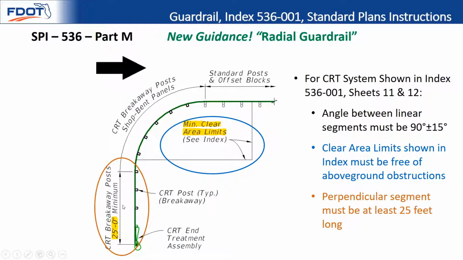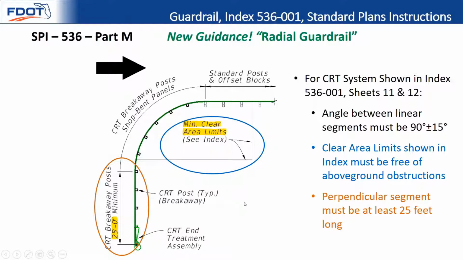And this perpendicular segment is also important as well. This is the way it had been crash tested. Because these are all breakaway posts, you need a lot of them to capture a vehicle. Otherwise, it's just going to be kind of like a gating system, and the vehicle will go right through, and it's just not going to be helpful. So because of all the breakaway posts, you need a significant number of them to capture the vehicle. And so this 25-foot segment, which is shown in the standard, is important.